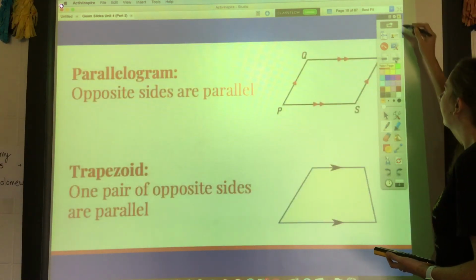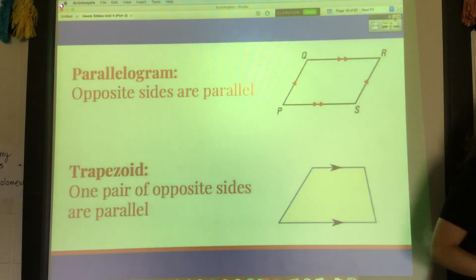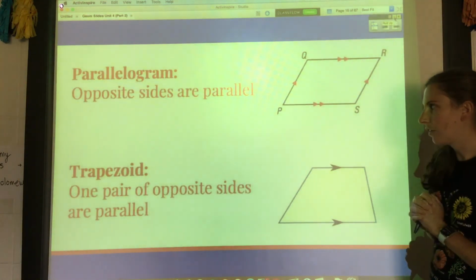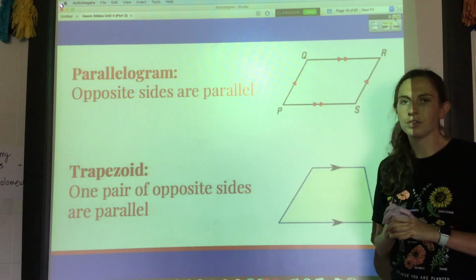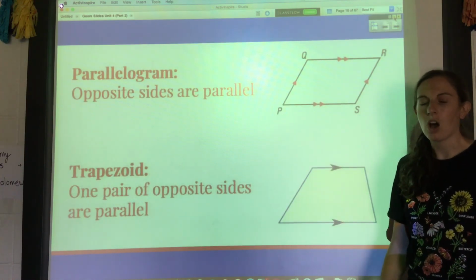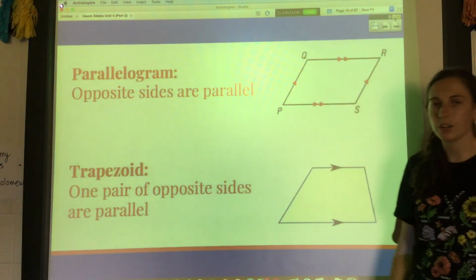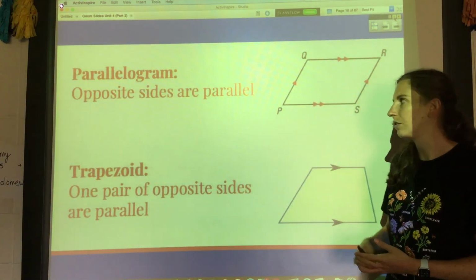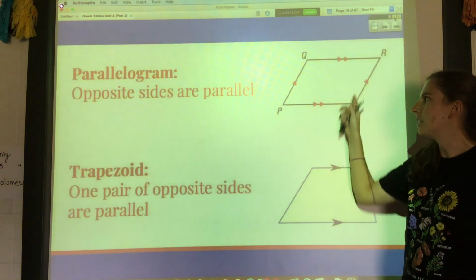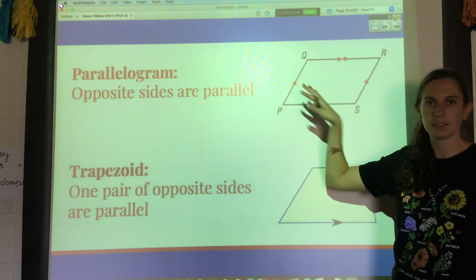Okay, let's jump into quadrilaterals here. I want to refresh you on a few things about quadrilaterals. First of all, if you're going to prove that something's a parallelogram, all you have to do is show that the opposite sides are parallel. I know there are a lot more properties that have to do with parallelograms, but this is by definition all that it is, just parallel sides.